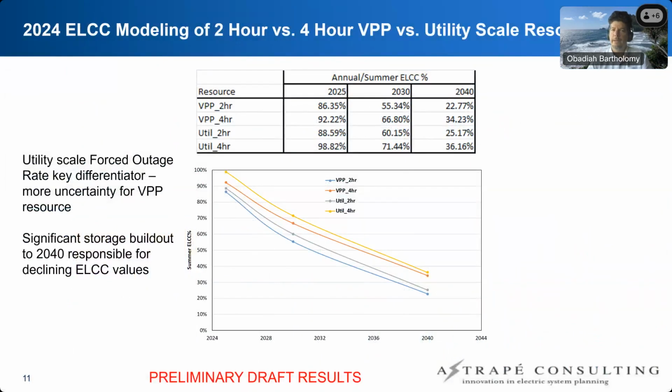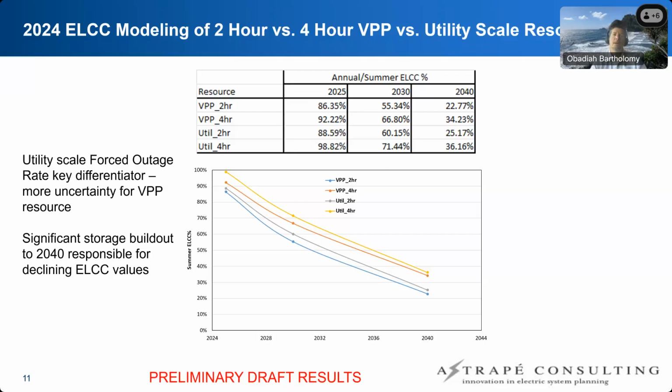More recently, as we've been looking at different VPP offerings, in particular, this one was some modeling we were doing for a commercial VPP behind the meter storage, about megawatt scale devices going in with large commercial customers. So we looked at the trade-offs between a 2-hour and a 4-hour resource on the VPP side as compared to utility scale, and this was done using SERVM with Astrape Consulting. This is just showing the declining ELCC value over time and the difference between 2-hour and 4-hour resources.